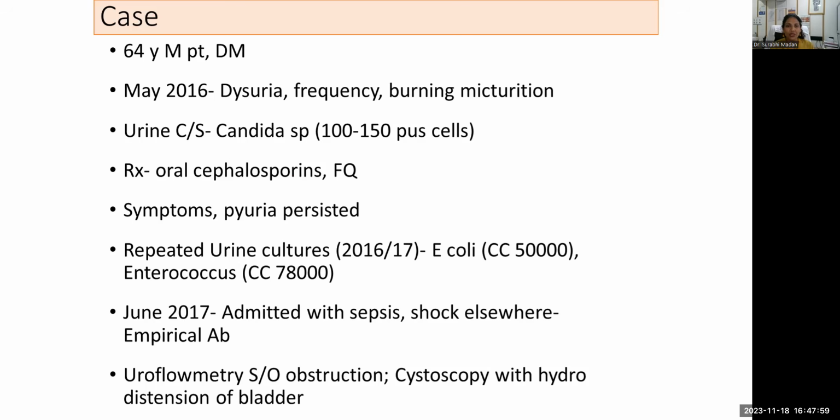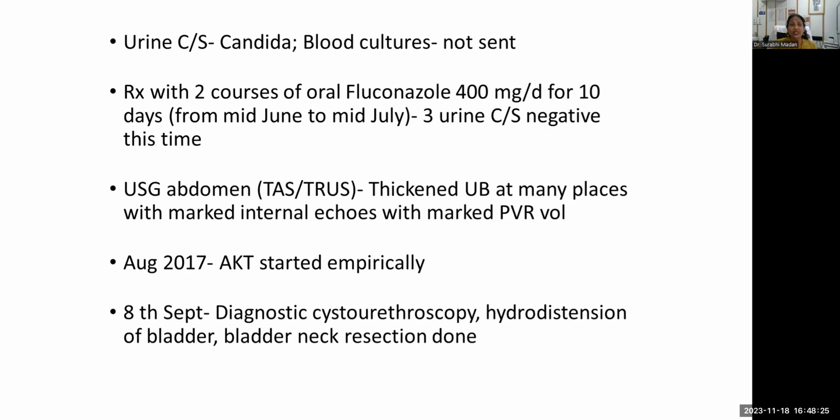Now, there were a lot of urine cultures sent in 2016 and 17, which grew multiple organisms, including E. coli, Enterococcus. And then in June 2017, that is almost a year after he started having symptoms, he was admitted with sepsis and shock elsewhere, where empirical antibiotics were started. They tried to do uroflowmetry, which was suggestive of some obstruction. Even cystoscopy was done. And urine culture had grown Candida at that time, so he was treated with fluconazole at that point. However, the blood cultures information was not available.